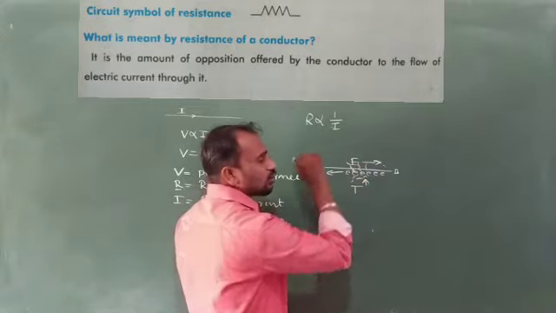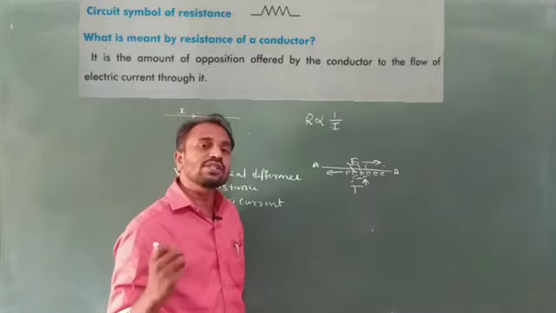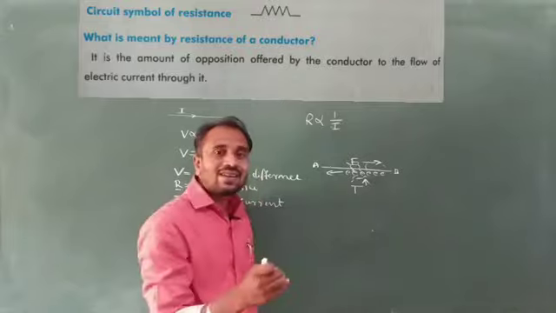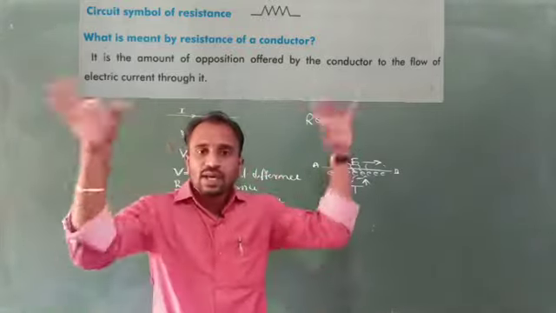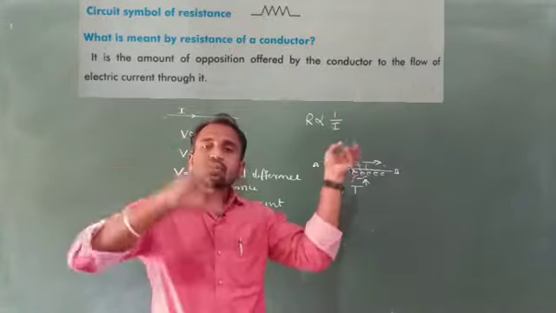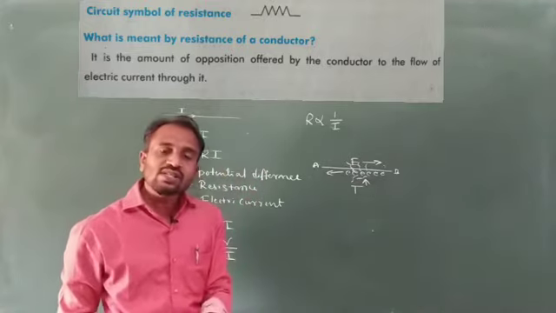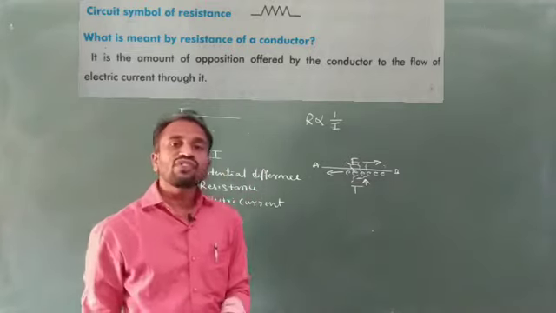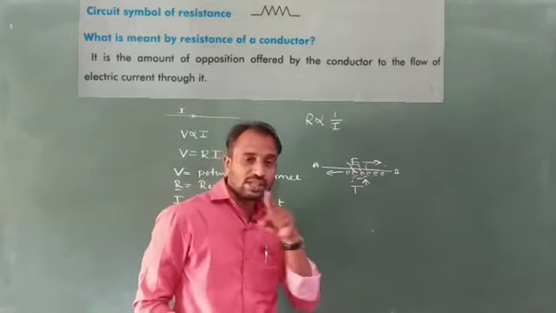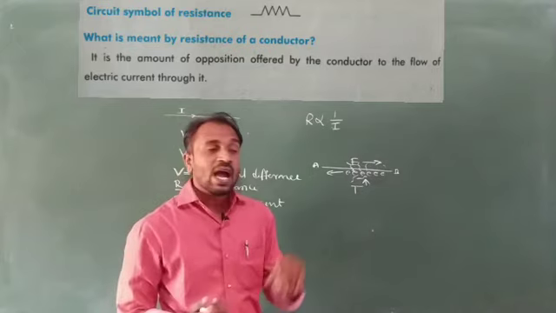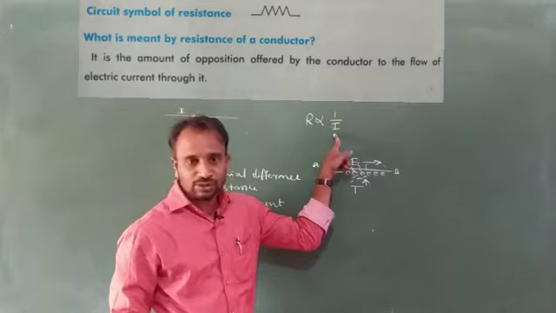Then these electrons start moving in random directions. Whenever electrons start moving in random directions, automatically electric current decreases. It means the flow of charges decreases, because these charges are moving in random directions. So resistance means opposition offered to the flow of charges, and this resistance is always inversely proportional to the electric current.